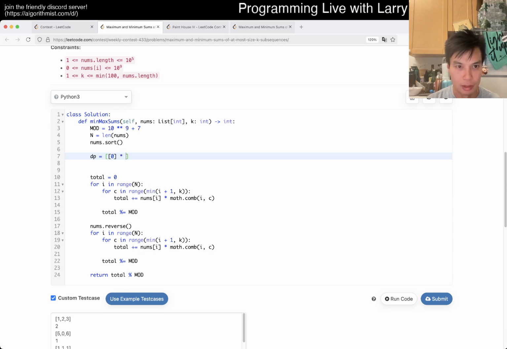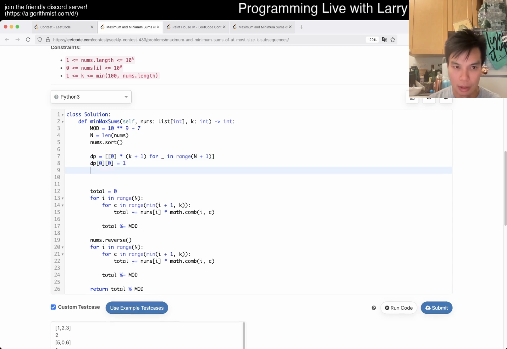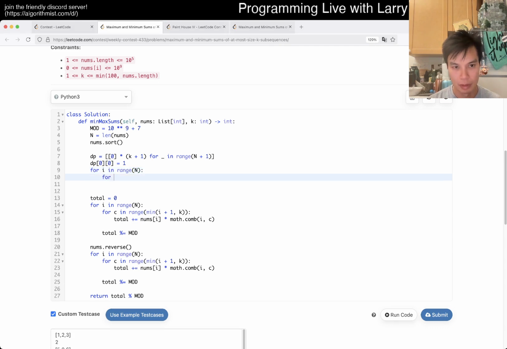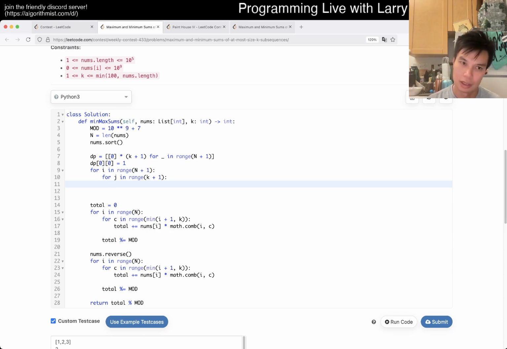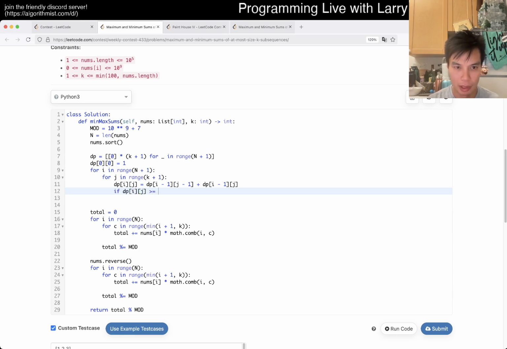How does this go again? c is k, right? k plus 1. Right, so dp 0 0 is 1, and then how does combinatorics work again? Yeah, okay, fine. No, I keep on using k. Okay, so then dp[i][j] is equal to dp[i-1][j-1] plus dp[i-1][j], right? Something like that. And then if dp[i][j] is greater than or equal to mod, subtract mod.